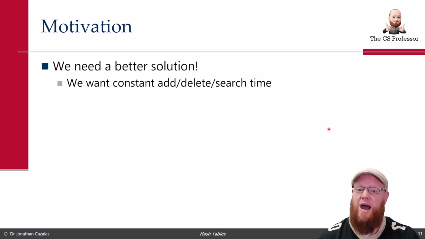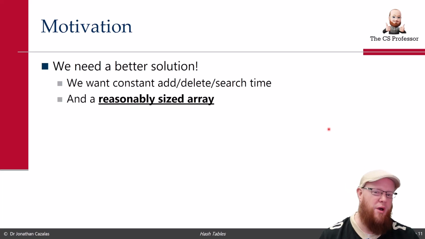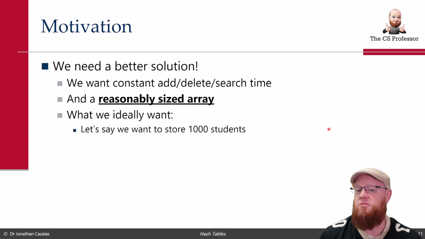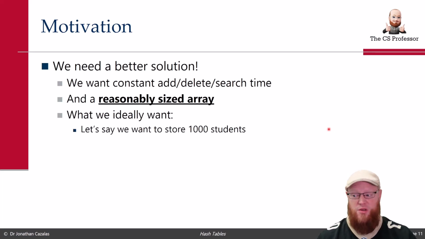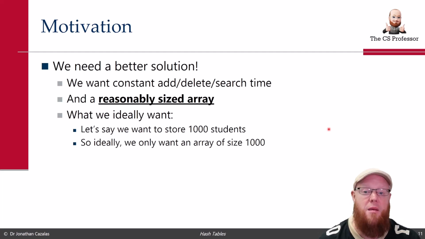We want constant time for adding, for deleting, for searching, but we also want a reasonably sized array. Like, we're pretty picky here, right? My goodness, we want fast speed. We also want a reasonably sized array. Ideally, what we want, if I want to store 1,000 students, I like an array of around 1,000, maybe 2,000, maybe 5,000, not a billion.